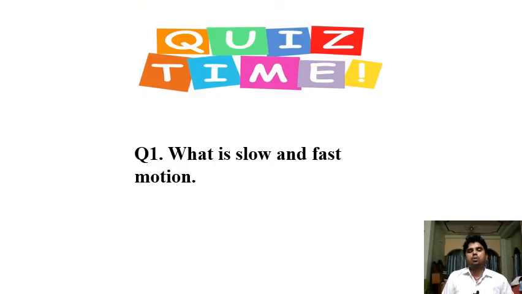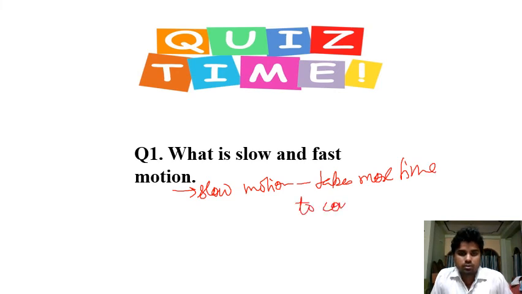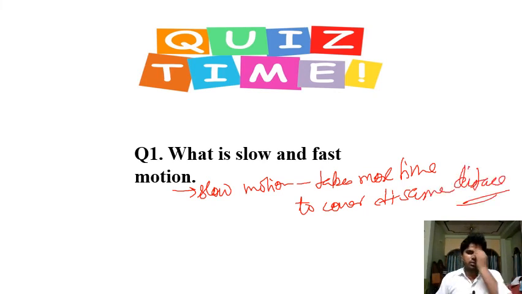Now what is slow and fast? Who will tell me what is slow and fast? Yes, so slow motion is always what takes more time to cover the same distance. Okay, and the reverse will be the definition of fast motion.